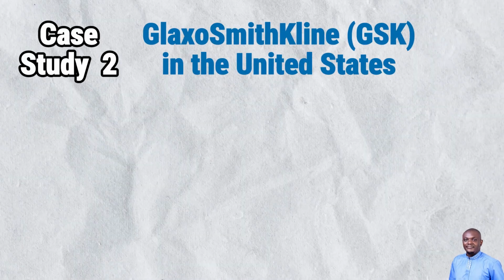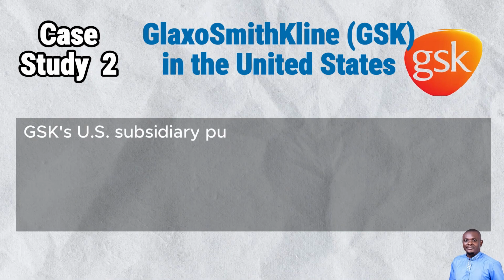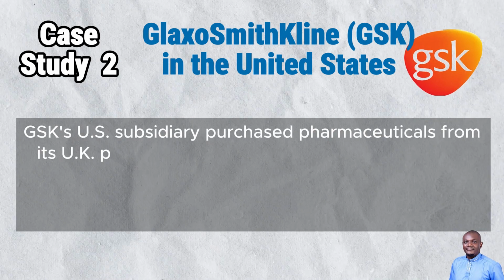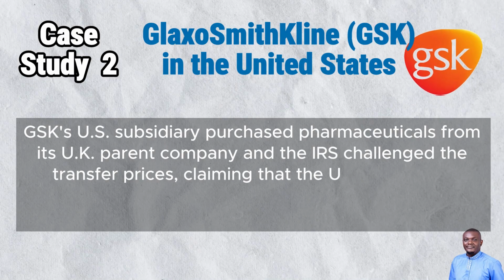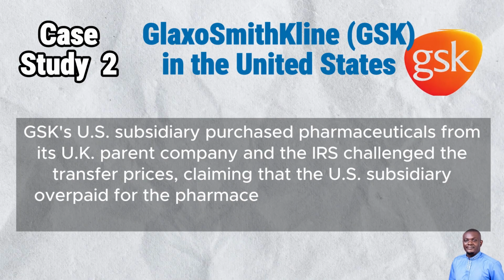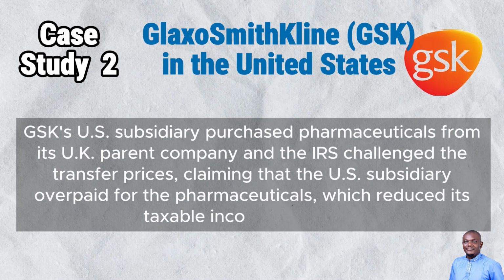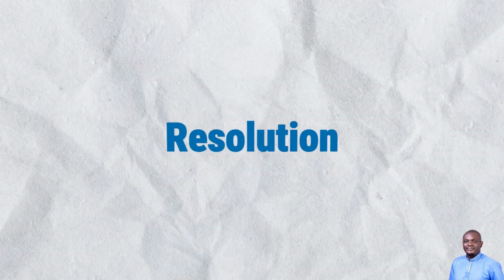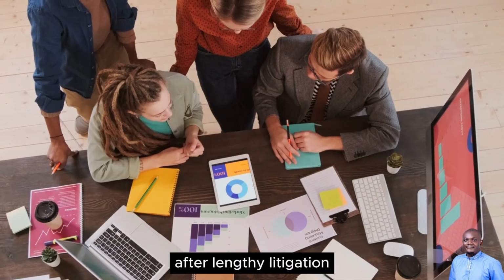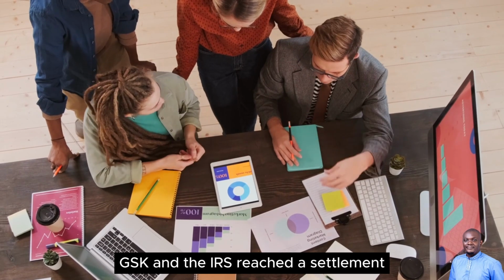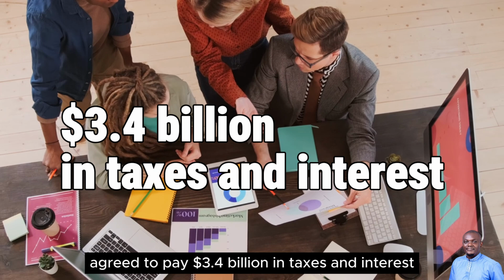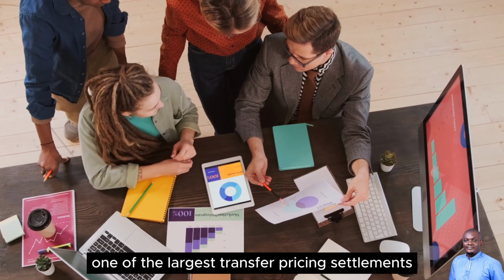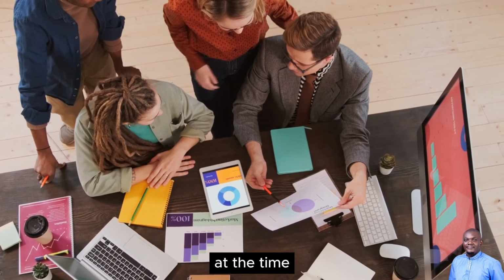Case study 2, GlaxoSmithKline, GSK, in the United States. GSK's US subsidiary purchased pharmaceuticals from its UK parent company, and the IRS challenged the transfer prices, claiming that the US subsidiary overpaid for the pharmaceuticals, which reduced its taxable income in the US. Resolution. After lengthy litigation, GSK and the IRS reached a settlement where GSK agreed to pay $3.4 billion in taxes and interest, making it one of the largest transfer pricing settlements at the time.